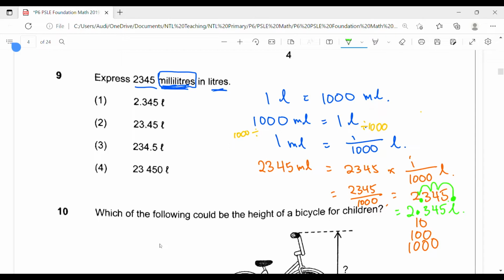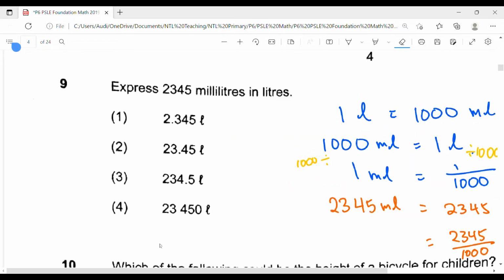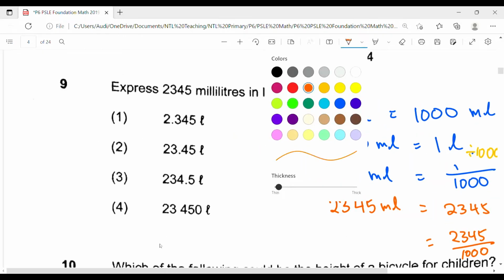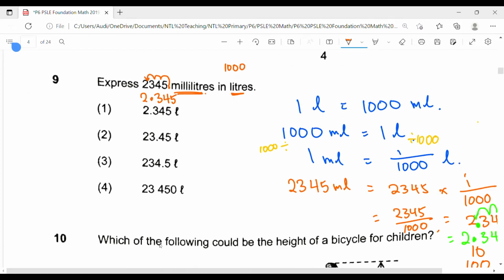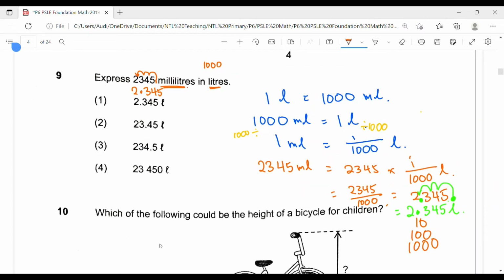This is the long version. There's a shortcut version, and I'm going to explain it very quickly now. The shortcut version is like this. When you divide by 1,000, milliliters to liters, we divide by 1,000. Divide by 1,000 means you take the decimal point here. 1,000 has got 3 zeros, so we go 1, 2, 3. So the answer is 2.345. You get the same answer. This working on the right is the actual explanation. Working on the left is a shortcut. So our answer is this.